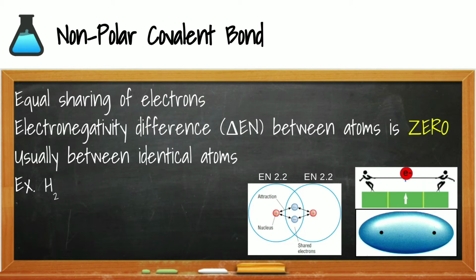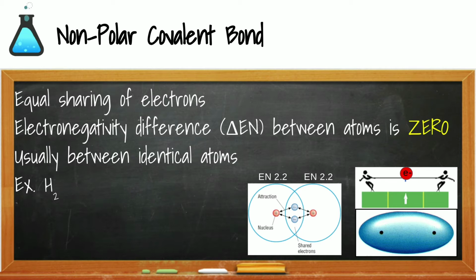A nonpolar covalent bond is a bond that results when two identical atoms equally share electrons. There is equal sharing because the electronegativity difference is 0. This is very common when an atom is bonded to itself, like in a diatomic element. Remember, you are responsible for knowing the 7 diatomic elements.